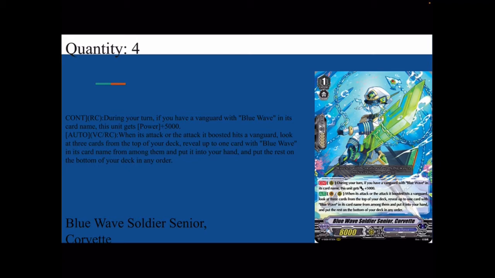But, I mean, you most likely will be on Valios unless you're trying to do a very certain play, which you could if you want, but most of the time you want to be on Valios. And then, Auto Vanguard or Rearguard, when it attacks or the attack it boosts, it hits a vanguard, look at top 3, reveal 1 blue wave from among them, put it into your hand, and send the rest to the bottom. And you don't have to discard.